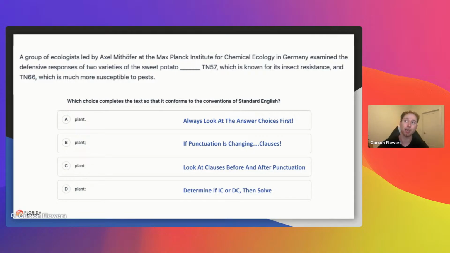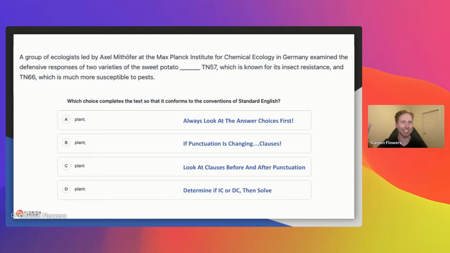So now I know I can't use A and I can't use B because periods and semicolons separate two full sentences. In addition, periods and semicolons do the same thing. So if you see both in the answer choices, they're both wrong. Anywho, we're going to move to C and D.